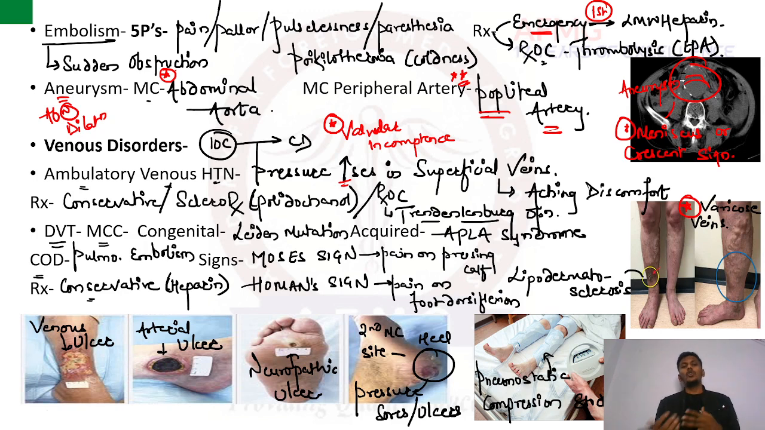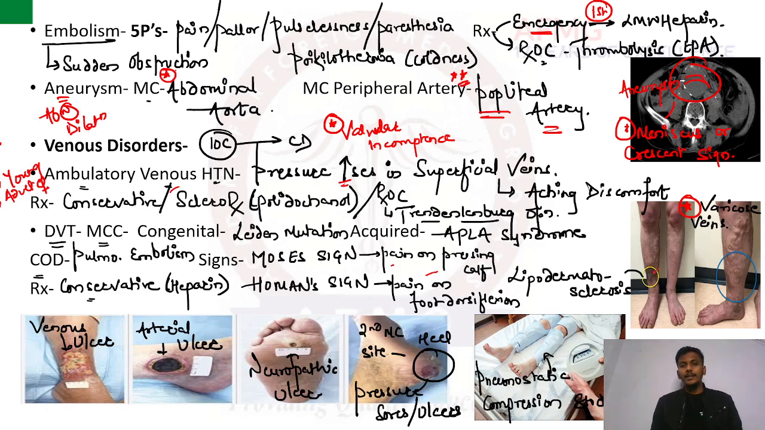It is more common in females. So please remember, it is more common in young adult females. I hope this is fine with everybody. Important: ambulatory venous hypertension will mostly manifest as varicose veins.